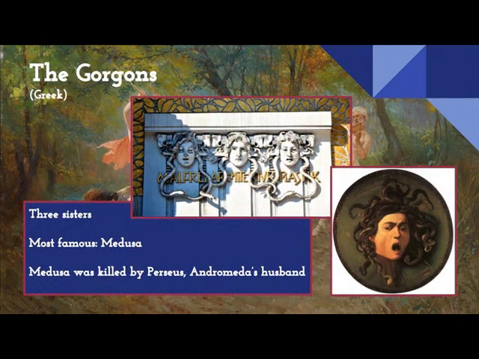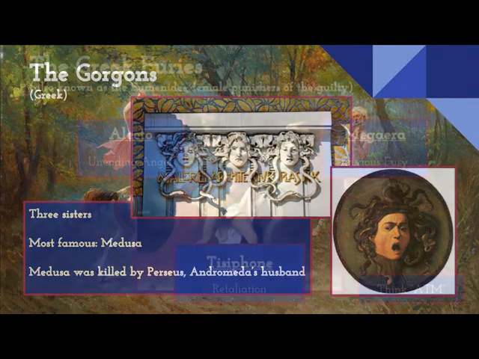There are exactly 3 Gorgons, and those are 3 sisters, the most famous one Medusa, who had snakes for hair and eyes whose gaze turned beholders into stone. Medusa was killed by Perseus, Andromeda's husband.